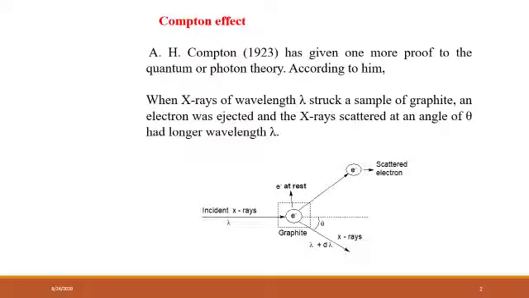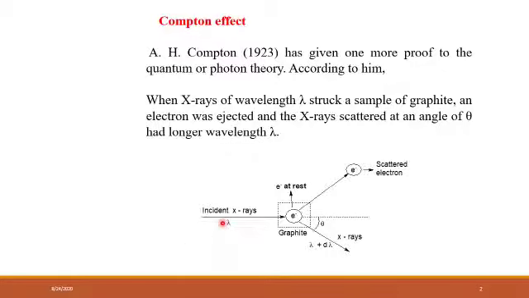Now if you see here, the scientist A.H. Compton has given one more proof to the quantum or photon theory. According to him, when X-rays of wavelength lambda struck a sample of graphite, an electron was ejected and the X-rays scattered at an angle of theta had a longer wavelength. This can be explained with the help of this diagram.